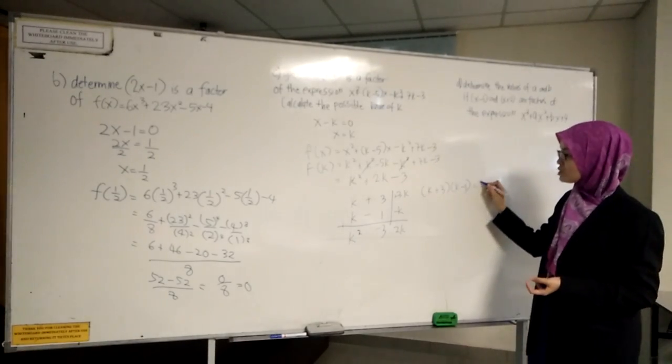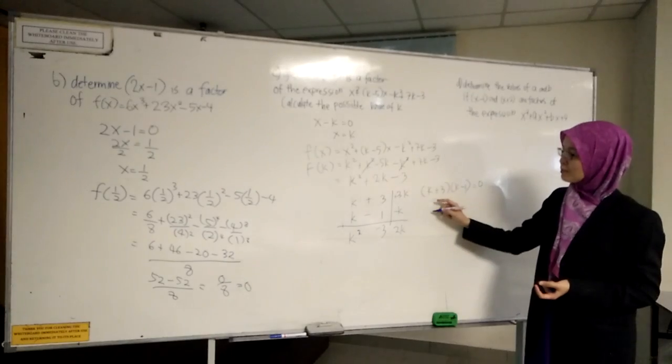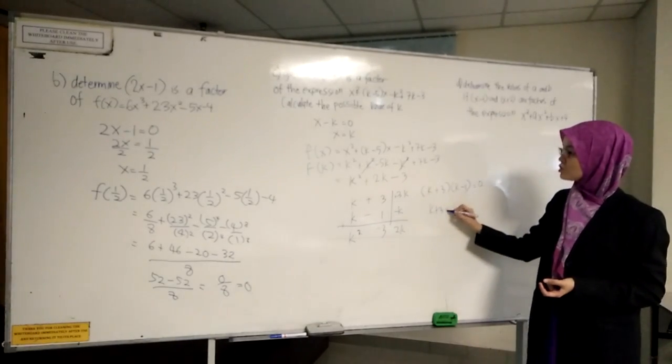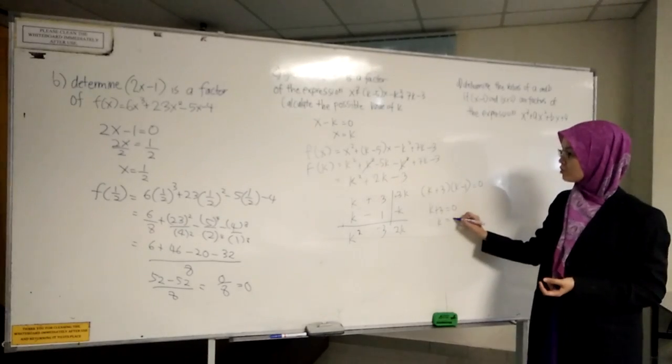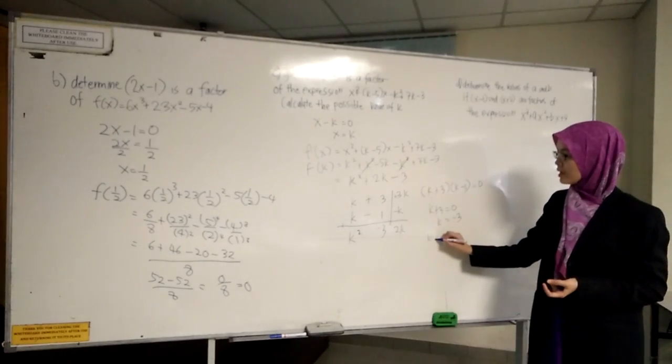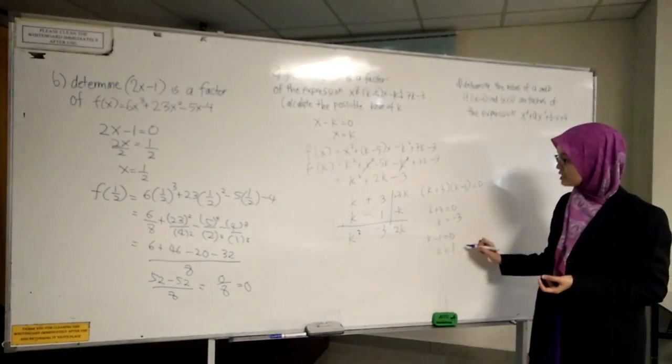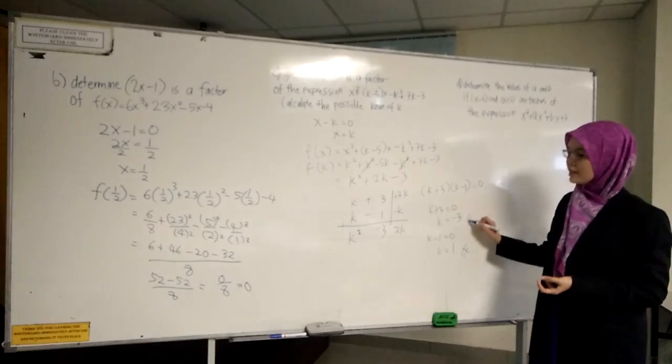Okay. So the possible values of k: k plus 3 equals 0, which means k equals negative 3. And then the other one is k minus 1 equals 0, which means k equals 1. So these are the possible values of k.